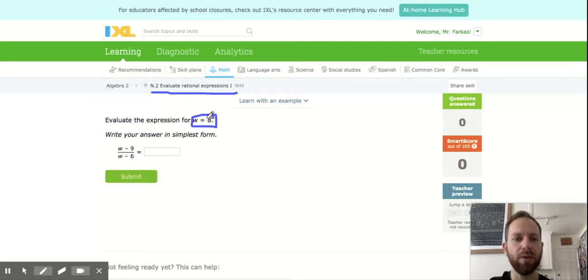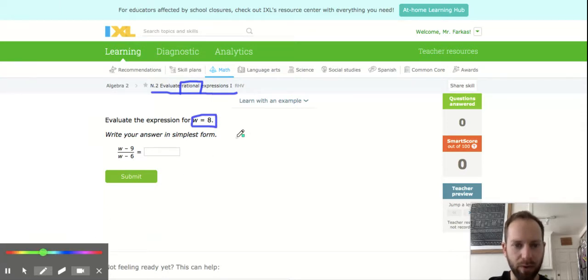So let's review how to plug in whole numbers in order to evaluate rational expressions. Remember, rational just means that you have two numbers you're comparing, so like in a fraction. So whenever you have the word rational, that tells you you're dealing with fractions. All right, so here you're evaluating it when w equals 8. So let's go ahead and write out our expression.